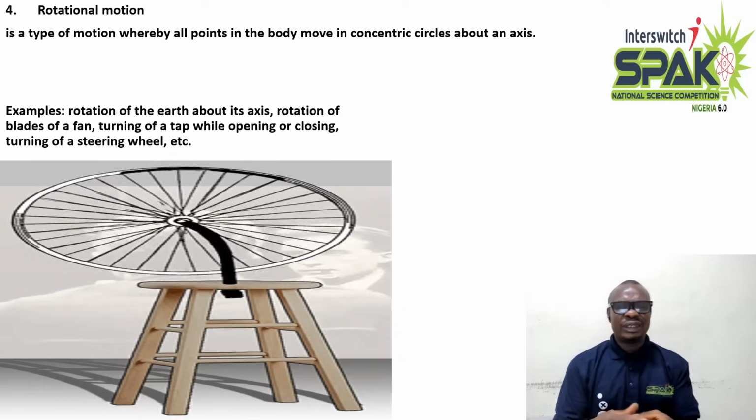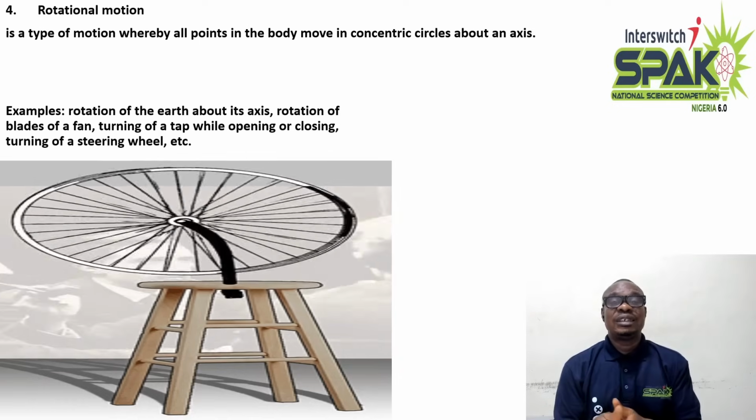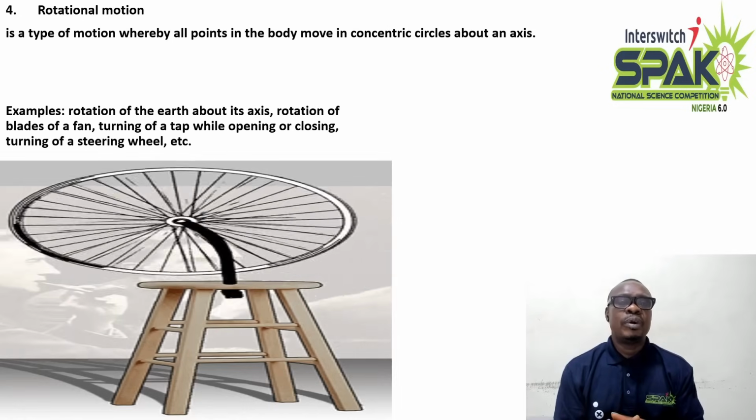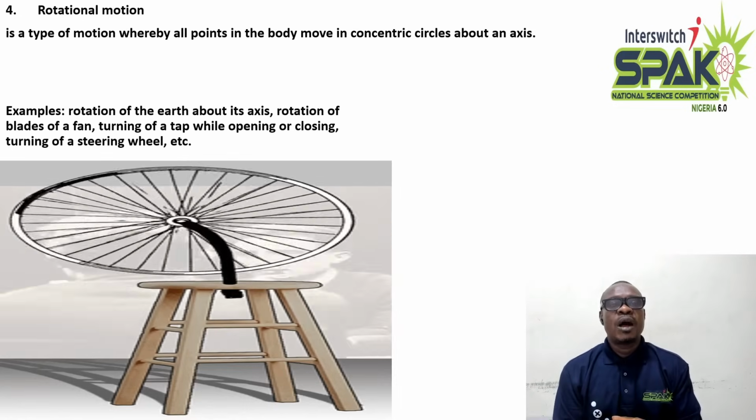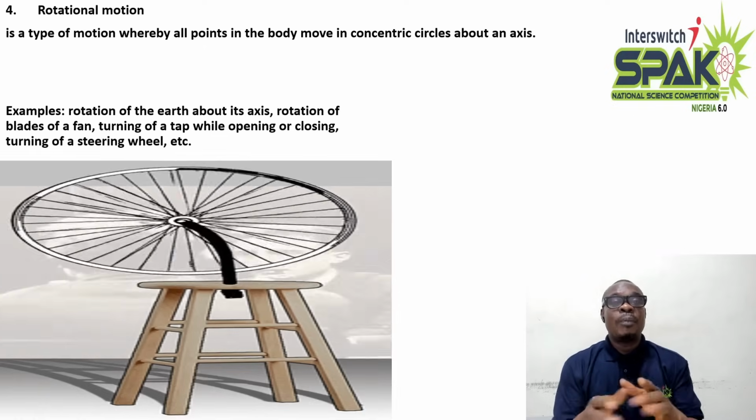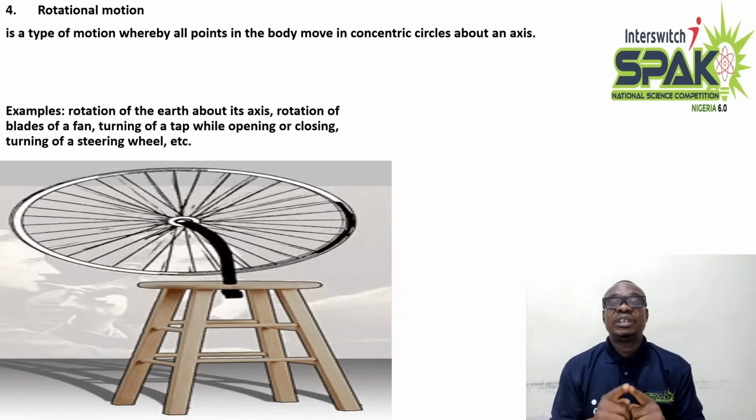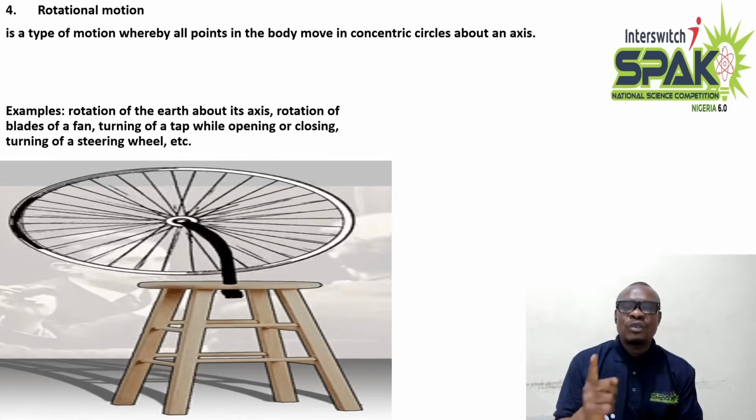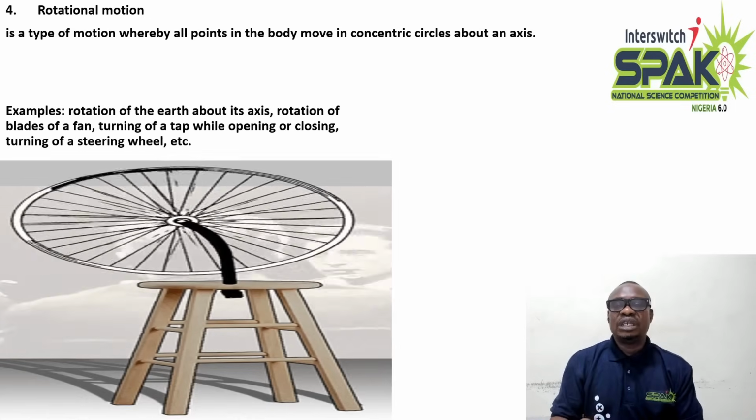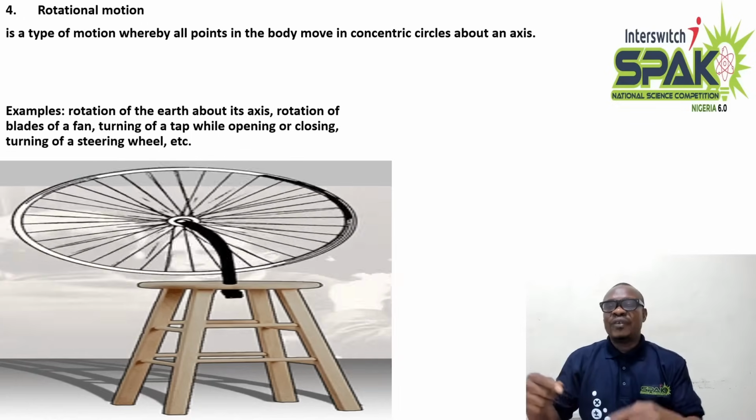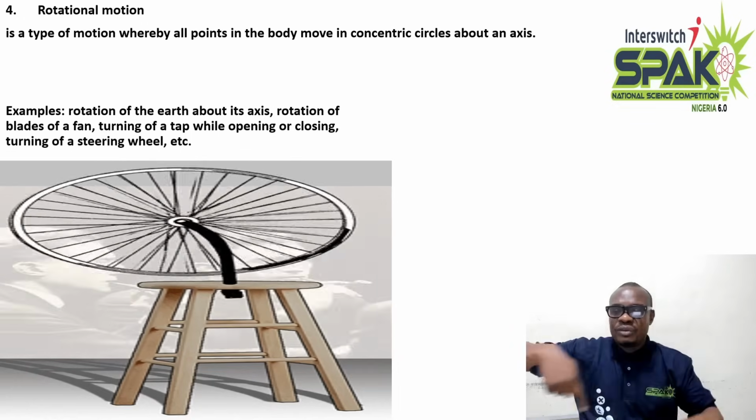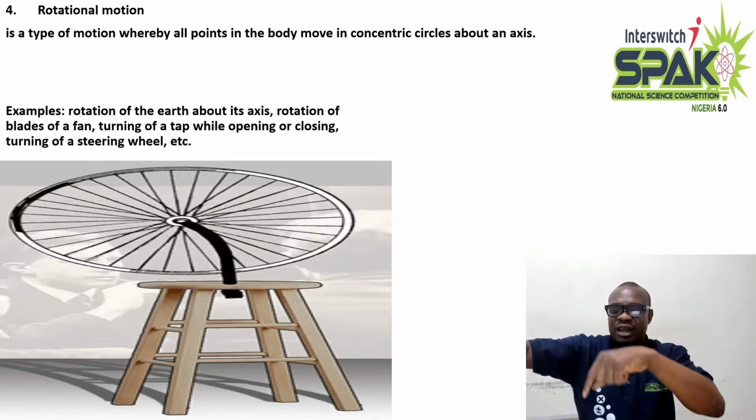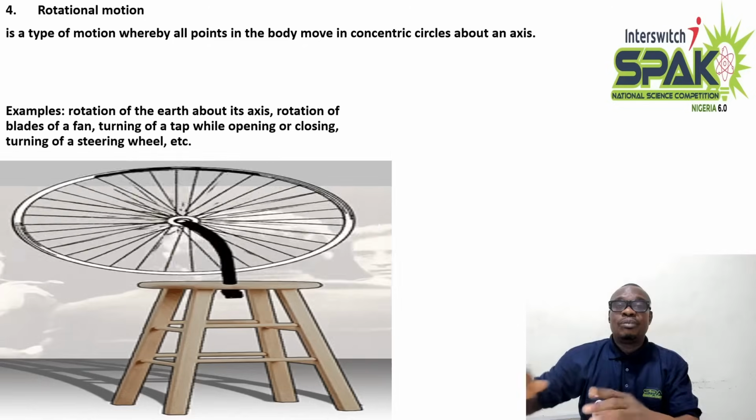But then let's draw a thin line between rotational and circular motion. Of course, they're within the same family, the same umbrella. For both of them, they have to move about a fixed axis. But for circular motion, the axis about which they move is outside the body, not within the body. For instance, a car moves round a roundabout. The axis is at the middle, and the car moves round it. That tends to be circular.